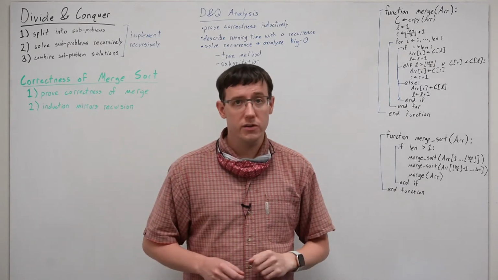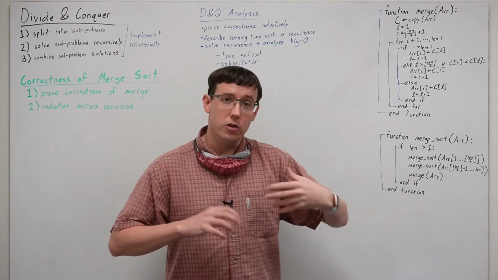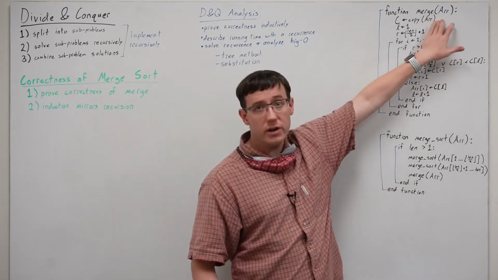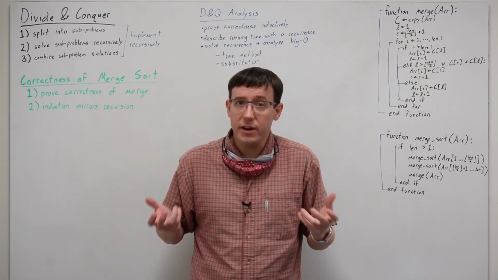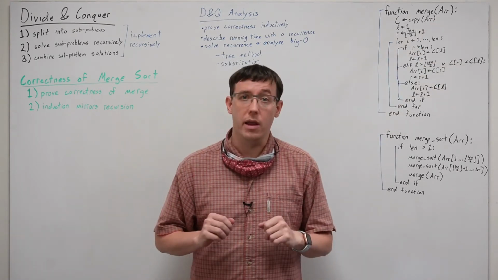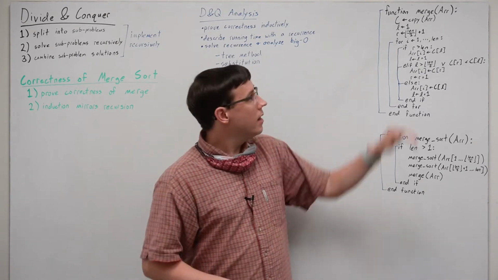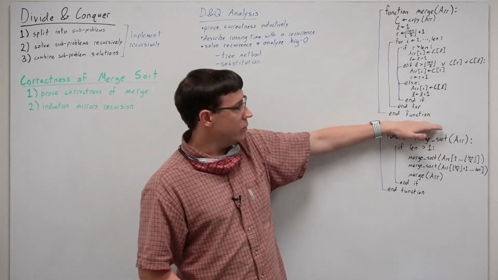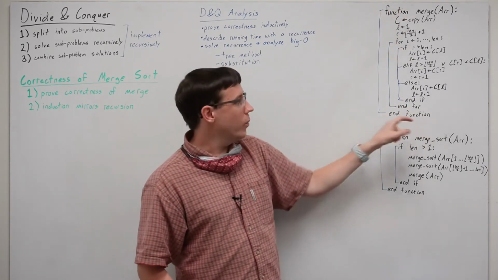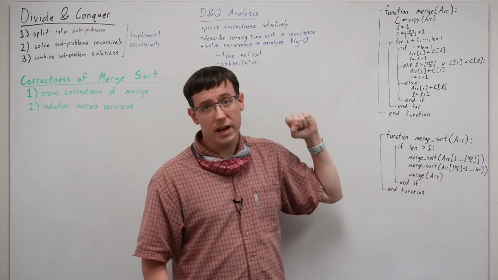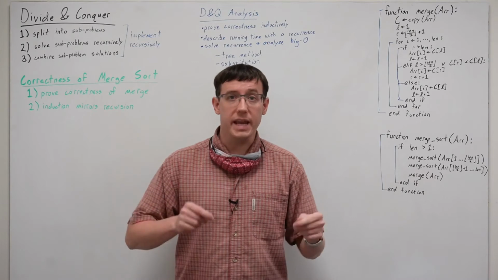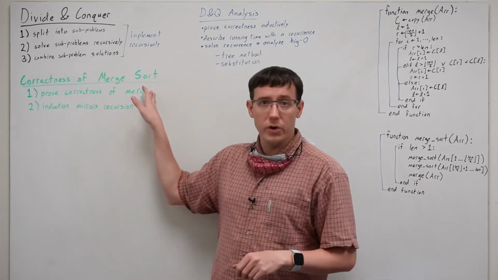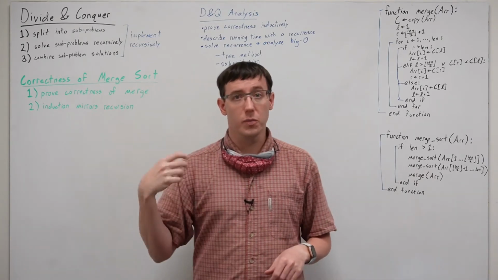And to prove the correctness of the merge algorithm, we would show that if we are given an array that meets the precondition, which is that both the left and right halves of the array are already sorted, then when we get to the end of the loop, we have an array that is fully sorted. And for our purposes today, we will take as given that we have already proven the correctness of merge.